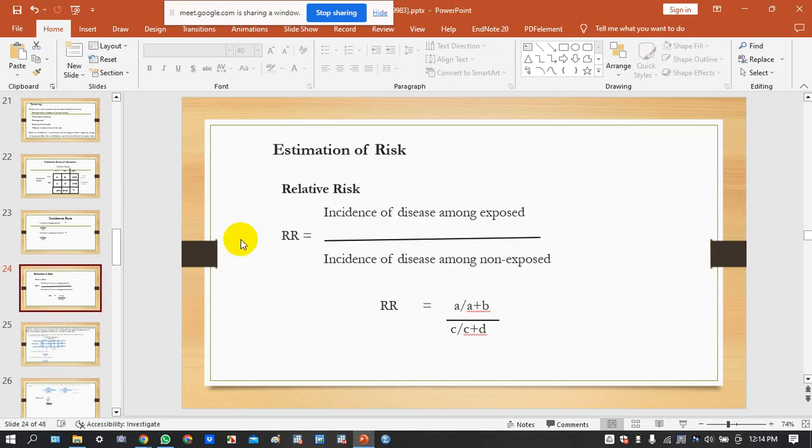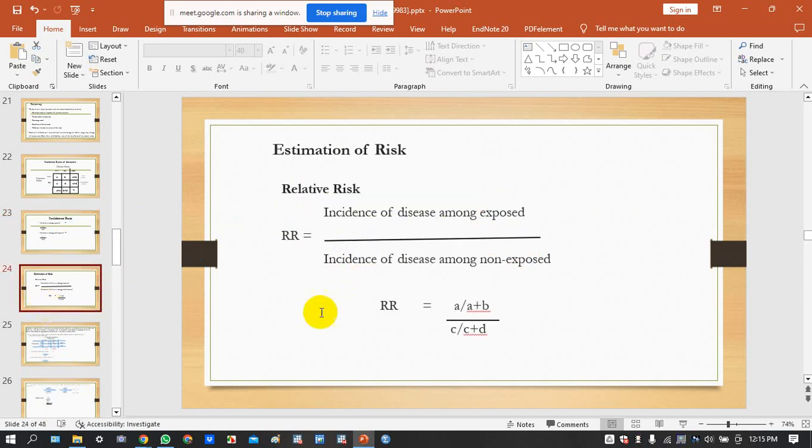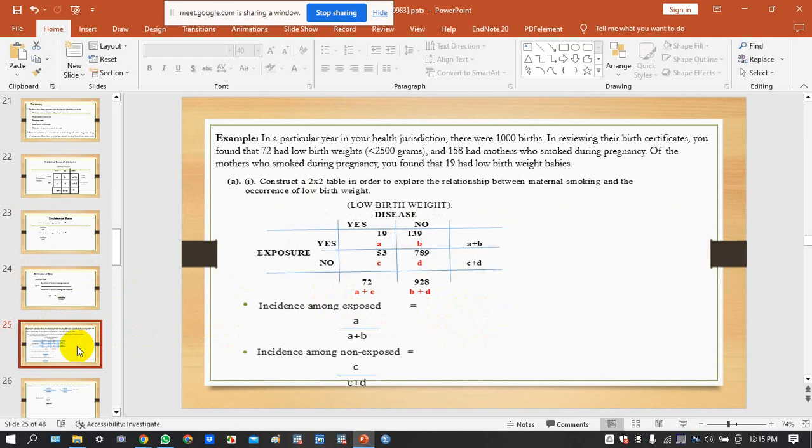Okay, so when we want to estimate the incidence of disease, the relative rate is calculated by estimating the incidence of disease among the exposed and the incidence of disease among the non-exposed. So we take the exposure status A over A plus B and divide it by C over C plus D to get the relative rate. So A over A plus B over C plus D is the calculation for the relative rate.